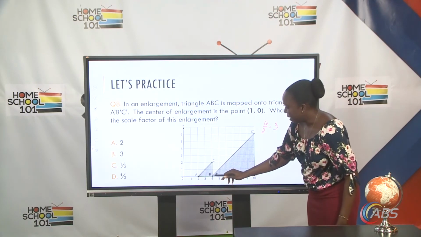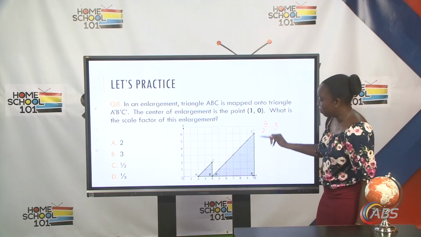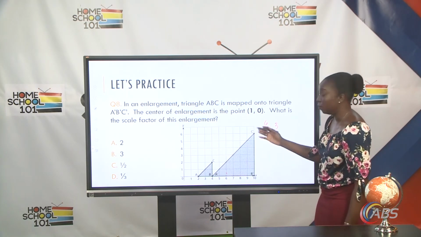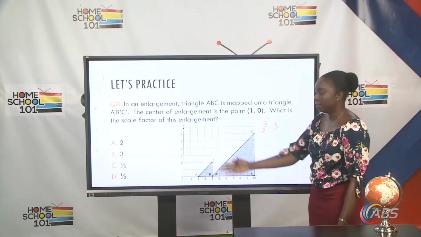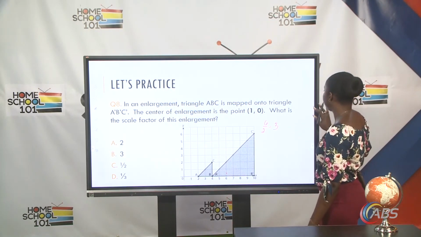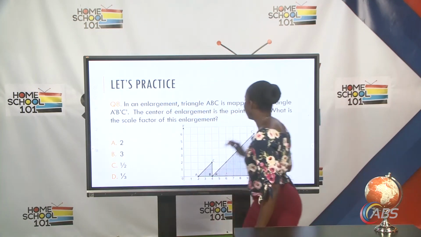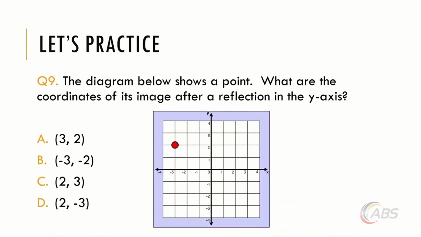So here, from B to C, I went up 2. And from B prime to C prime, I went up 1, 2, 3, 4, 5, 6. Notice that it's still 6 and 2. So if I divide 2 into 6, I get 3. And so your answer there is B. All right. So this is an enlargement by a scale factor of 3.